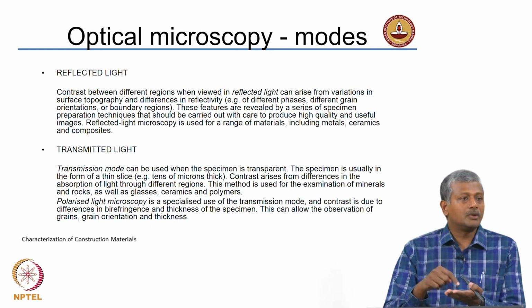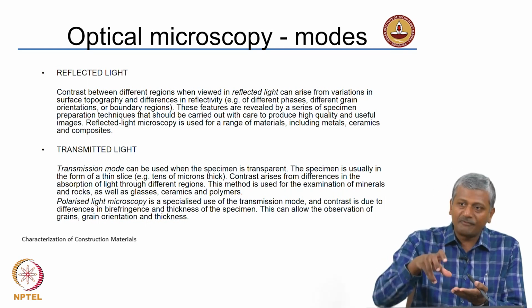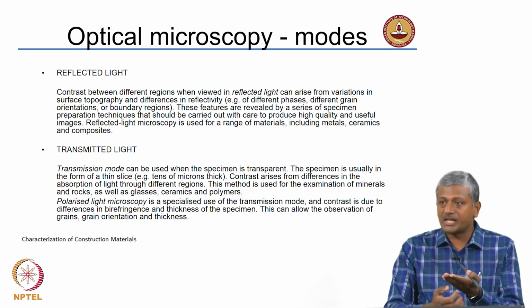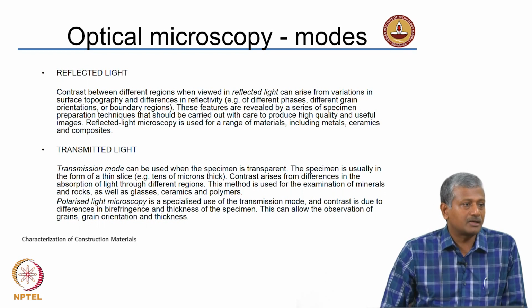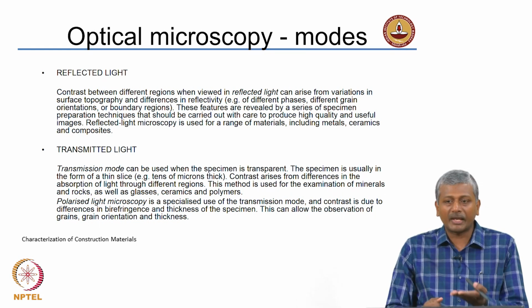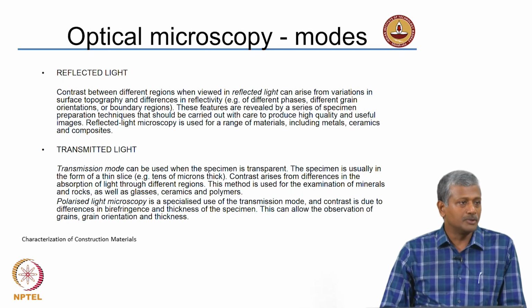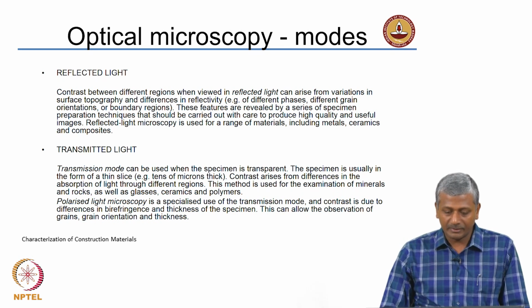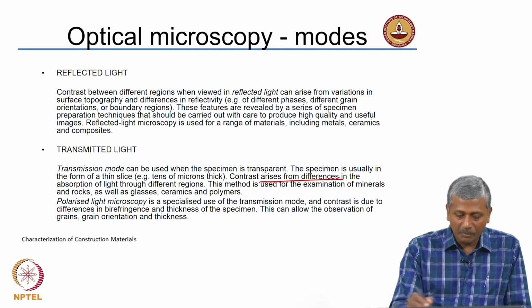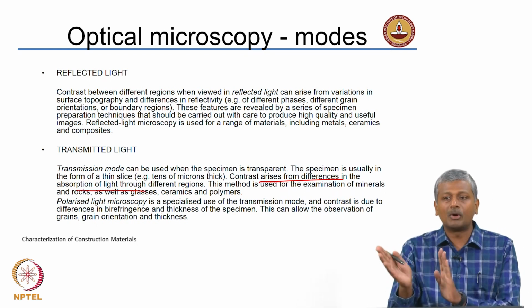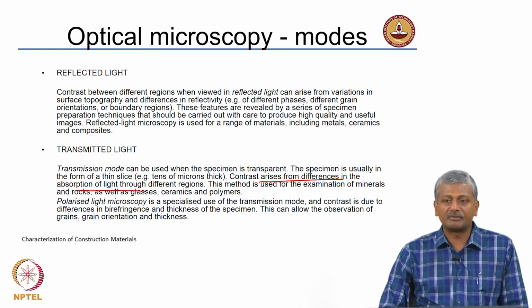Okay. So, you need to ensure that you can get phase contrast by having a material which has phases which have different refractive indices. Okay. So, light is transmitting through, so it will rely on the property of the phases to transmit based on the refractive index. So, contrast arises from differences in absorption of light through different regions and also the amount of the light that is bent because of the different refractive indices.